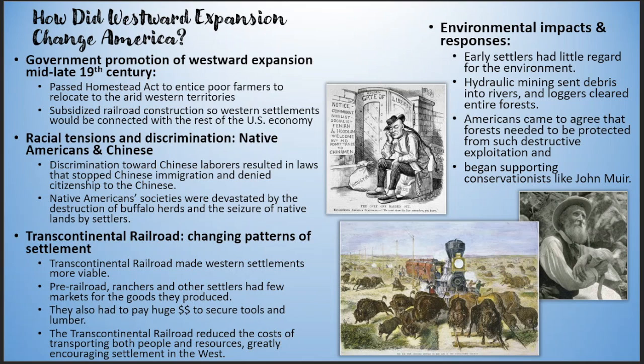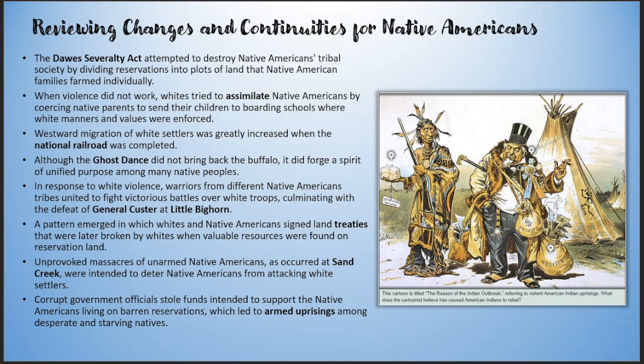Before the railroad, ranchers and other settlers had very few markets for the goods that they produced. And they also had to pay huge sums of money to secure tools and lumber. So the transcontinental railroads reduced the cost of transporting both people and resources, which greatly encouraged settlement in the West. Okay, and then just a quick review of some of the changes for Native Americans that happened during this time.